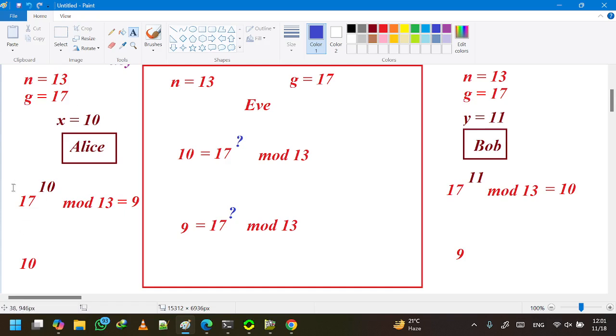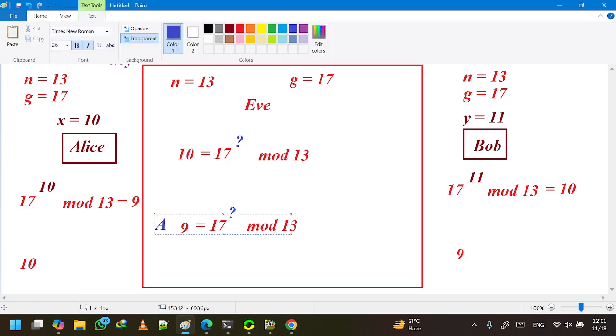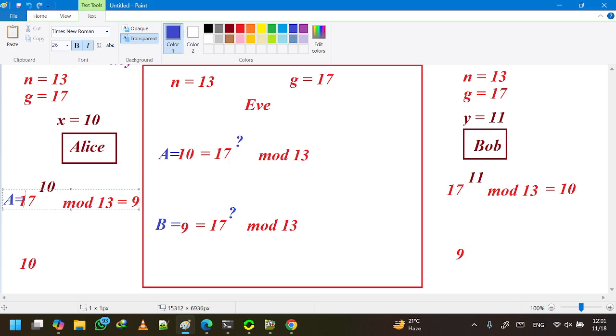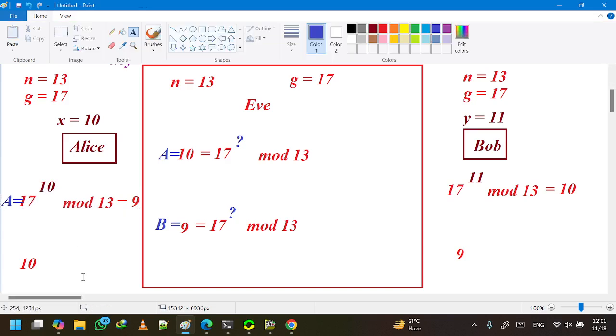Even though these numbers are called a and b, and A and B are known. So this is b, this is B, and this is capital A. So even though these two values are known, this doesn't mean anything. So because of this reason, the hacker will not be able to decrypt the message.